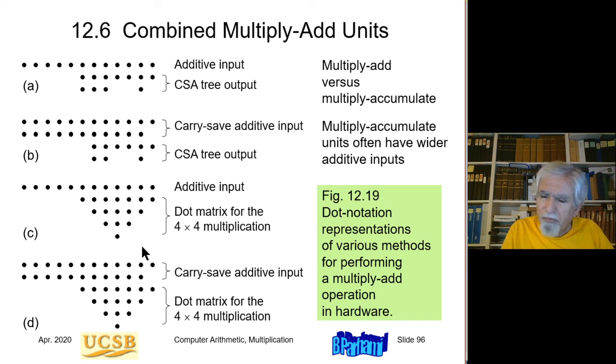And nowadays, in floating point units in particular, floating multiply add is a common operation because it's so useful that we actually implement it directly in hardware. FMA, floating multiply add, takes three numbers, multiplies two of them together, and adds the third number to the result.